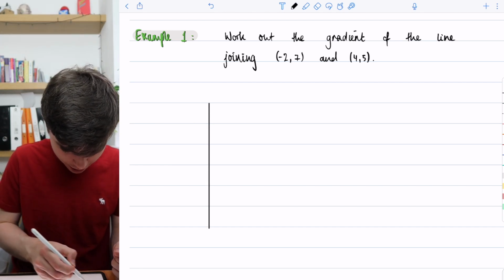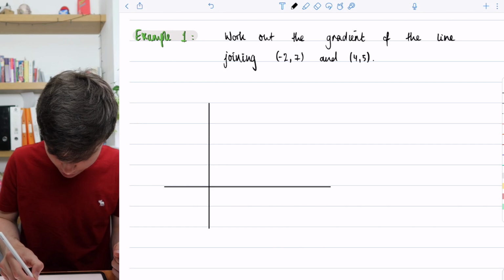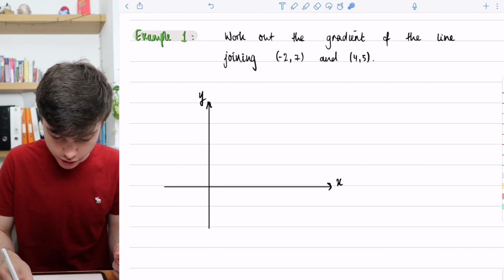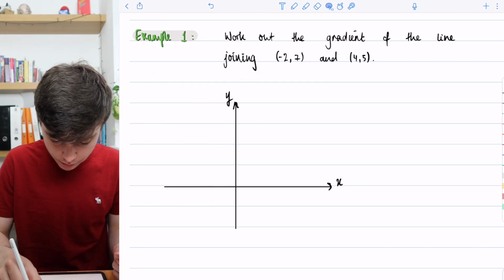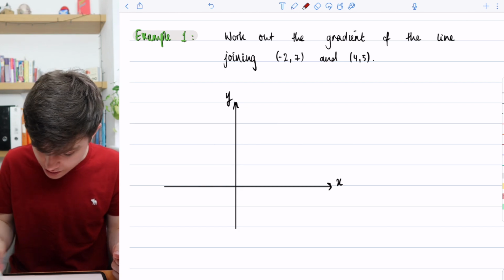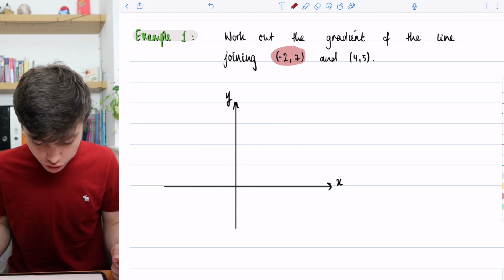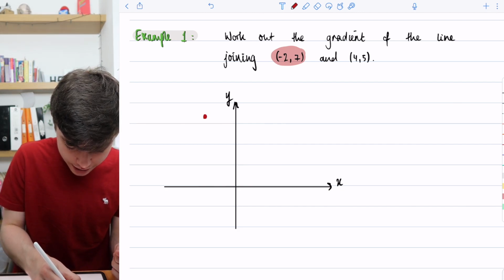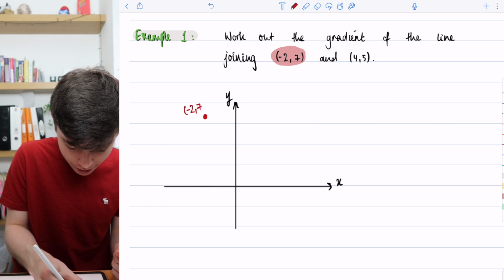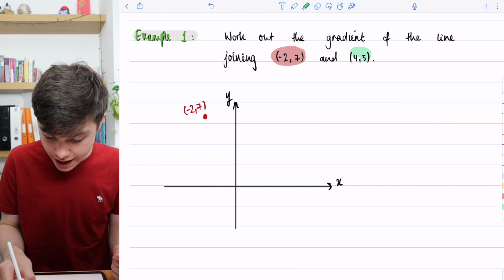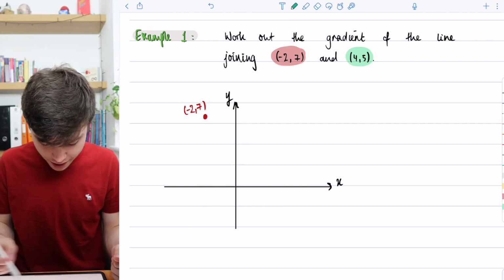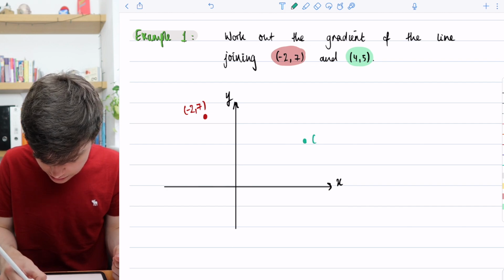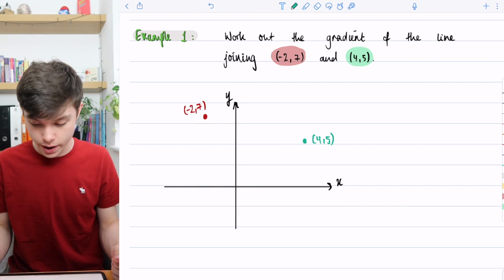So let's draw our y-axis and let's draw our x-axis like that. And let's put some points on there. I'm just going to move that over a little bit. Okay, so the first point I will do in red, so let's draw that on. Minus 2, 7. Minus 2 in the x and 7 in the y is going to be somewhere there. Then in green, I will draw 4, 5. So 4 in the x direction and 5 in the y direction is going to be somewhere there. Not perfect, just a quick sketch.